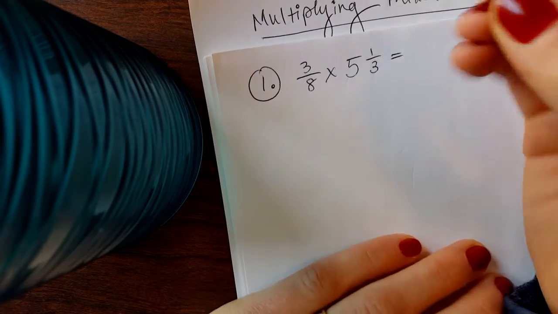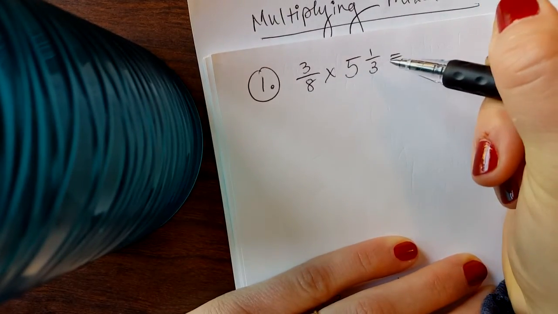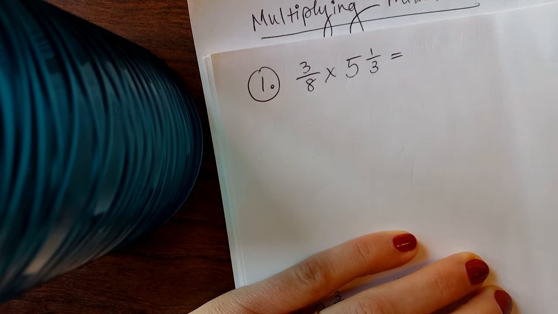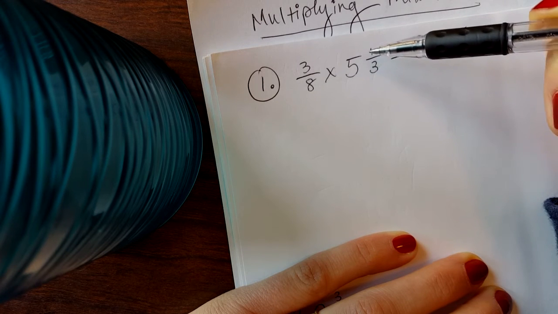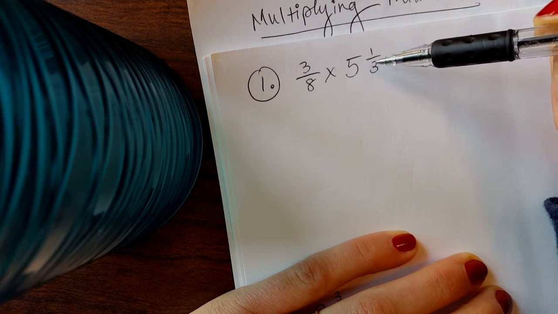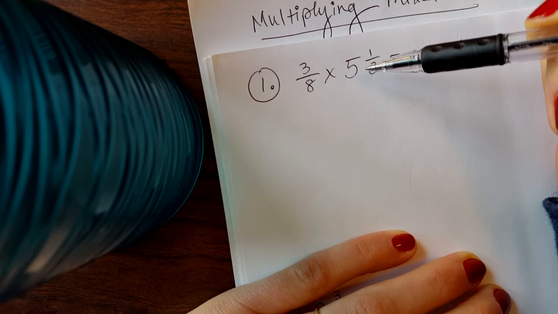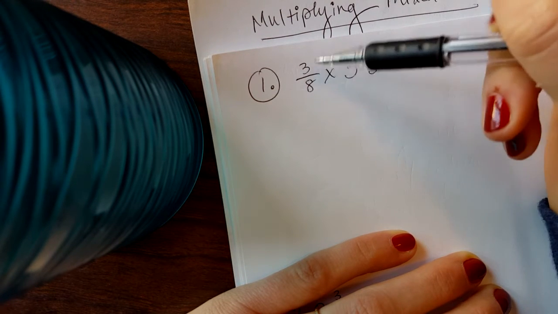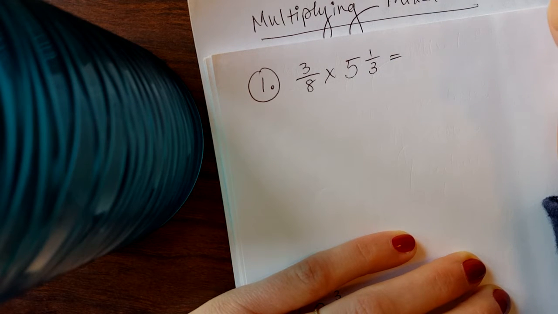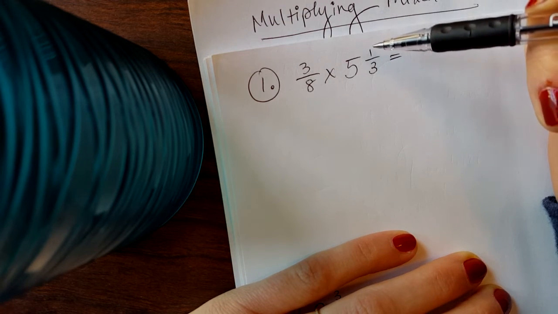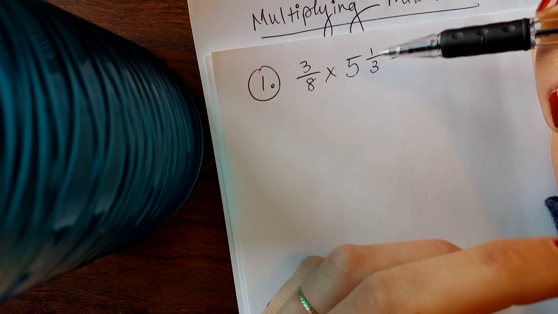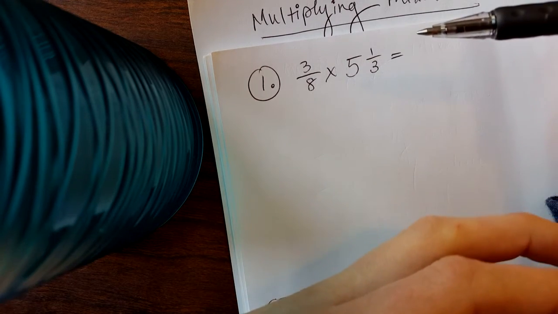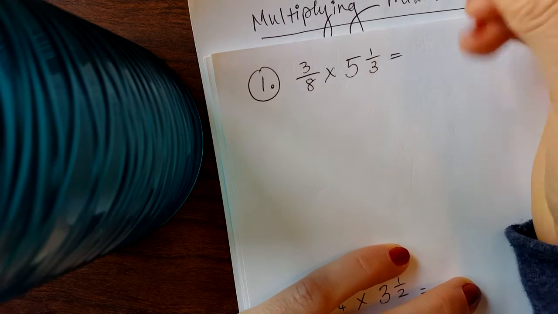So this first example is 3/8 times 5 1/3. I always like to start by thinking about what is a reasonable estimate for this answer. So I'm taking something that's a little less than half and multiplying it by something that's a little more than 5. So I'm taking a little less than half of something close to 5. So my answer is probably going to be something around 2, 2.5, because I know half of 5 is 2.5, but I'm taking a little less than something a little more than 5. Anyway, let's shoot for an answer around that.